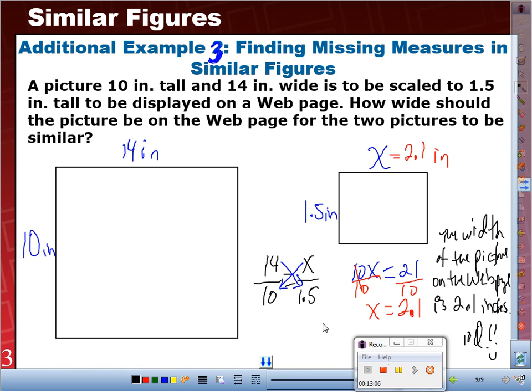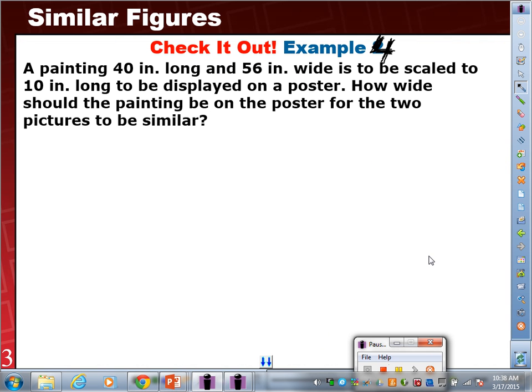Okay, copy this next one, please. Example 4. It says, a painting 40 inches long and 56 inches wide is to be scaled to 10 inches long to be displayed on the poster. How wide should the painting be on the poster for the two pictures to be similar? Copy that and solve that one by yourself. We already did one together. Go.